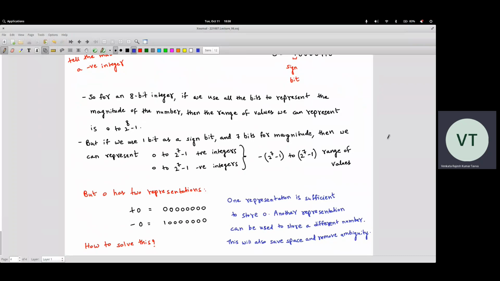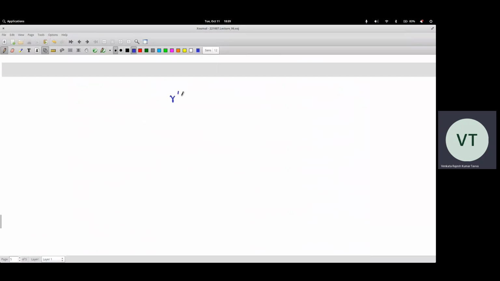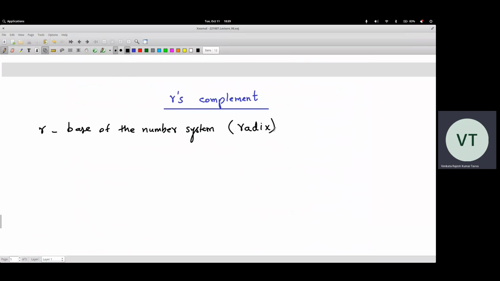So for that, the solution is something called R's complement. So what do we mean by R's complement? R is the base of the number system, whichever number system you are dealing with. So R's complement is not specific only to the binary system. It is applicable to any number system. This R is also called radix. That is why it's called R's complement.